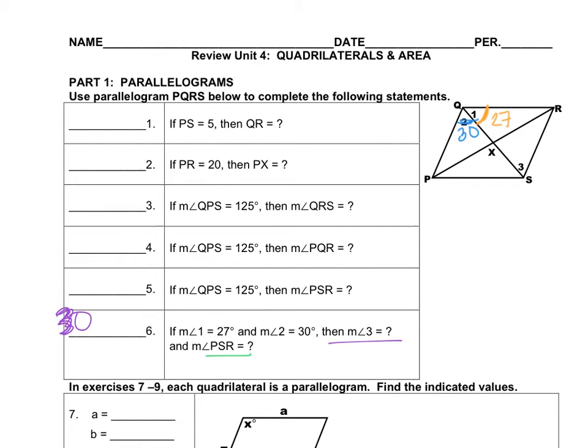And then if you're looking for PSR, so mark that, from P to S to R. We already know that 3 is 30. Well, if you look right here, angle 1 and this other part right here are alternate interior angles. So that's also 27 degrees, and it's asking for the whole angle from P to S to R, so all you have to do is add those and you're going to get 57. So the second part of that problem was 57 degrees.